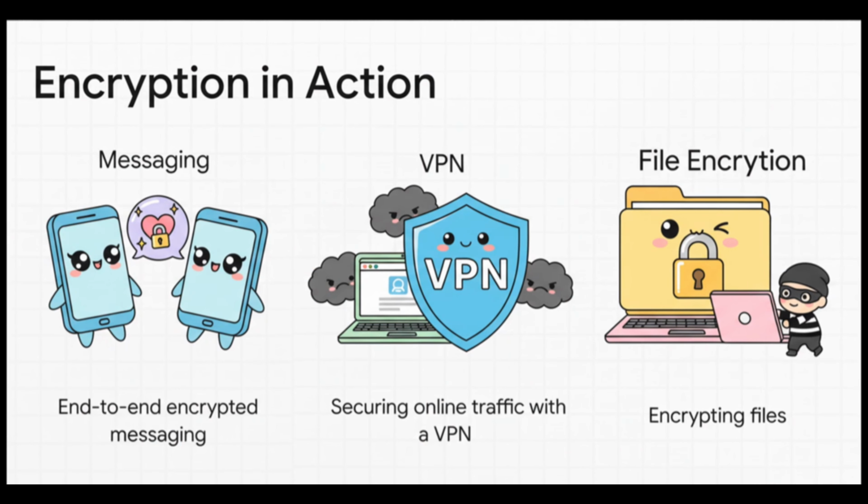And you are using this stuff all the time. When WhatsApp tells you your messages are end-to-end encrypted, this is exactly what they're talking about. If you use a VPN, it's encrypting all your internet traffic. And if you encrypt a file on your computer, you're making sure that even if someone steals your laptop, your data is still just a bunch of unreadable junk.